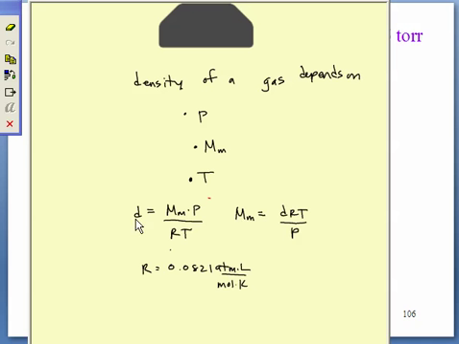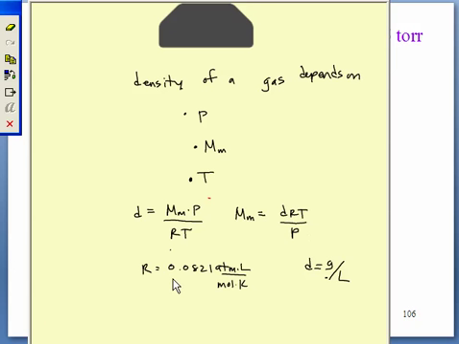Here's the first one. Density is equal to molar mass, this capital M with a subscript M is molar mass, times the pressure divided by the gas constant times temperature. That allows you to calculate the density. And the units for density are going to be grams per liter because gases are mostly empty space, so the volume that we're looking at has to be a large volume.